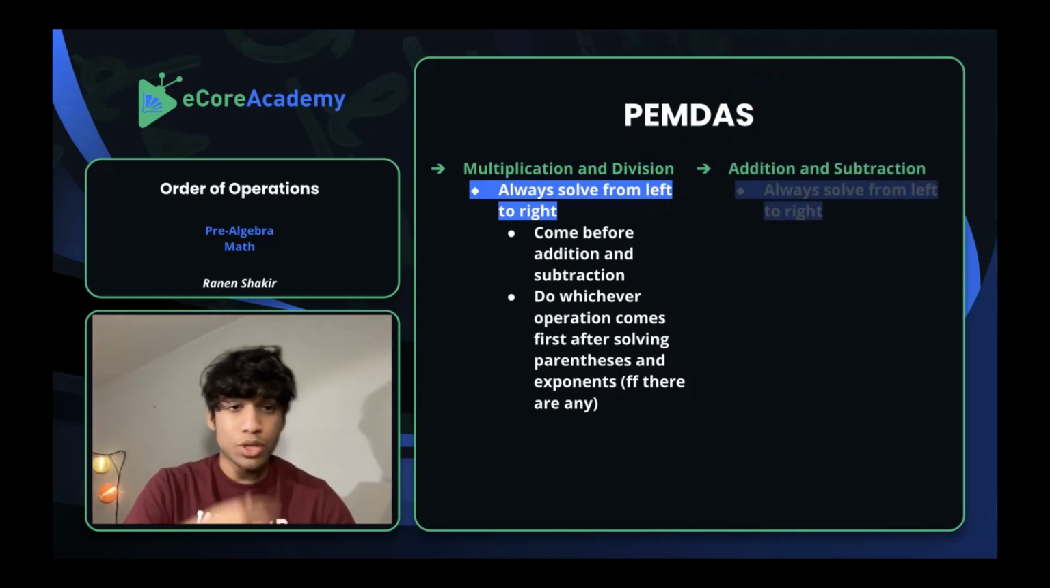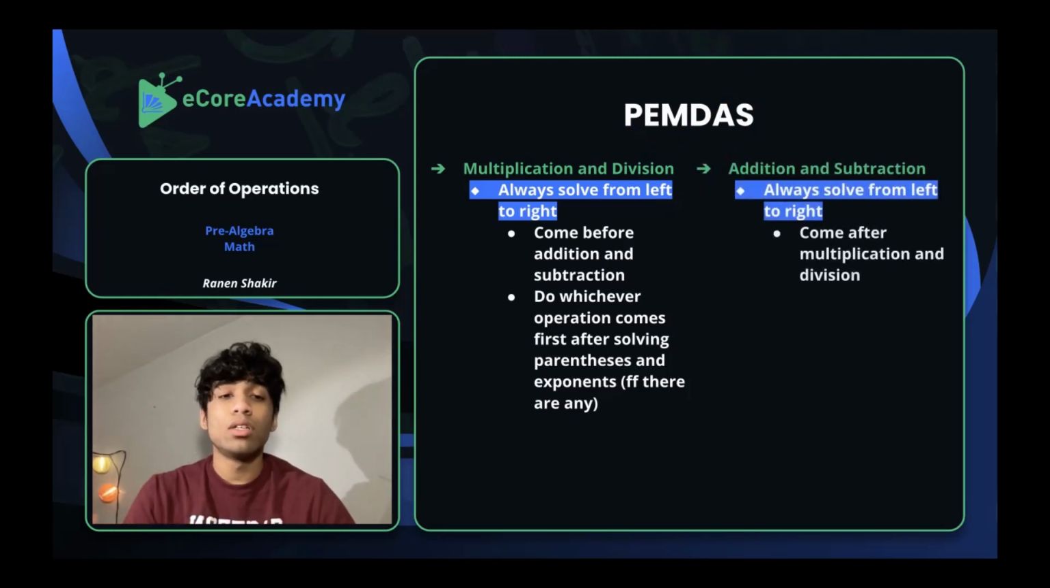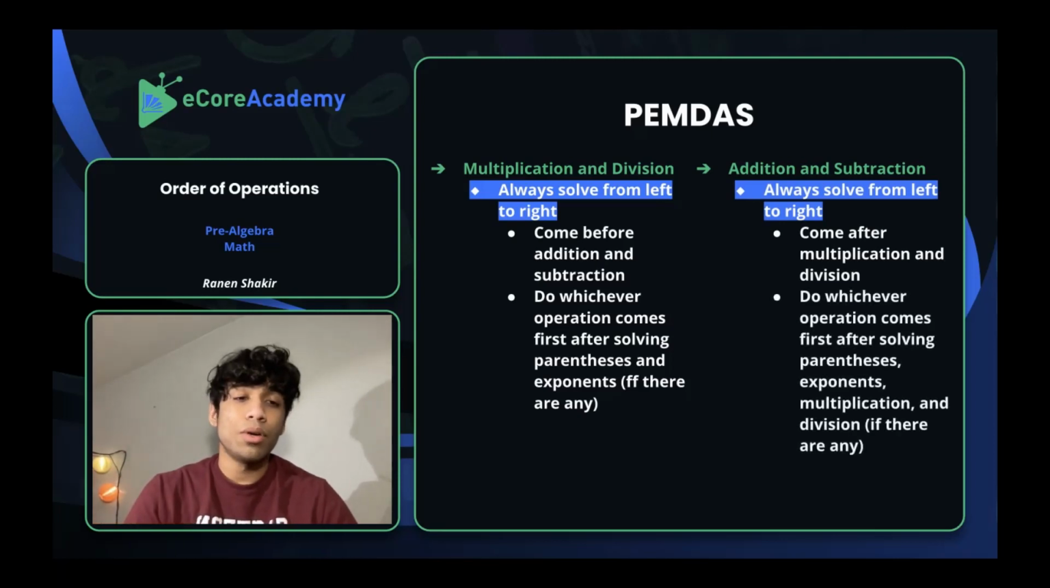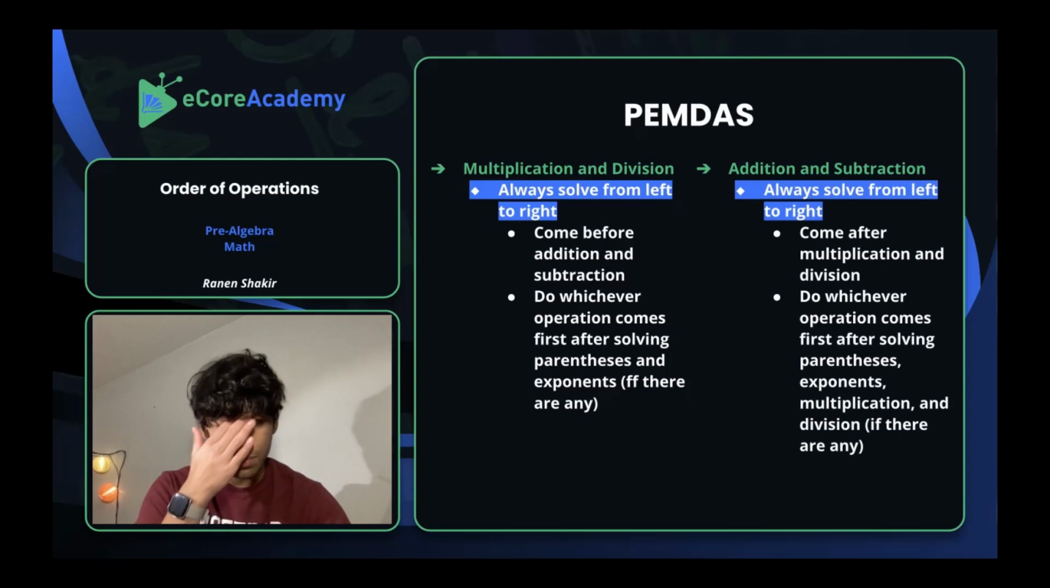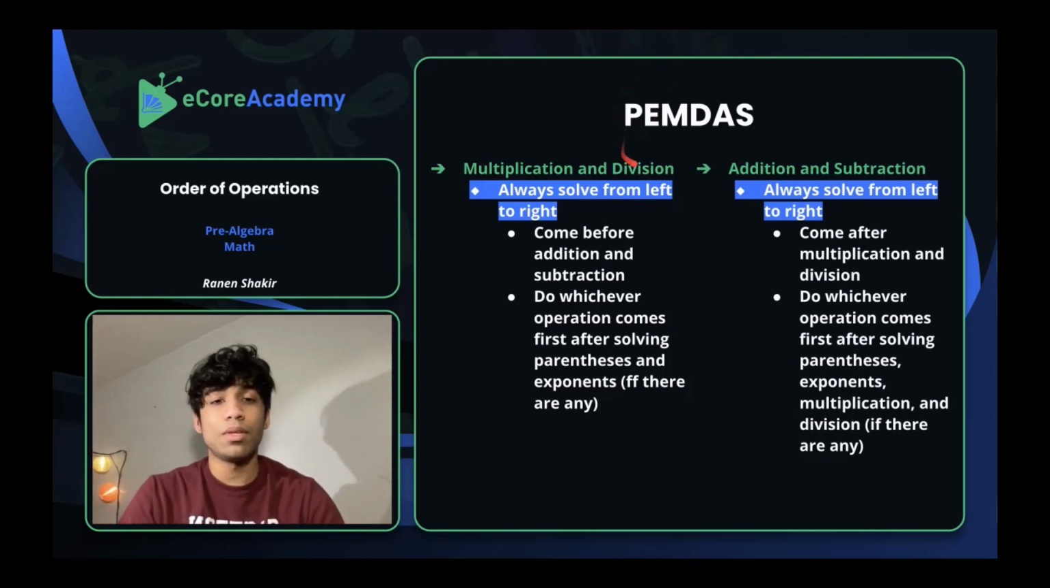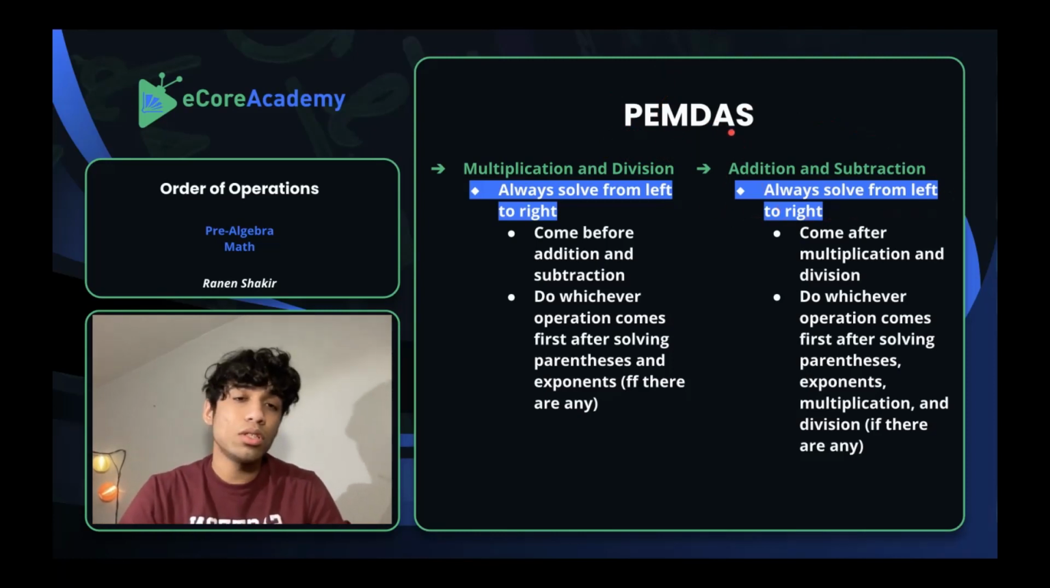Same thing with addition and subtraction. You always solve left to right, coming after multiplication and division, and do whichever operation comes first after solving parentheses, exponents, multiplication, and division, if any are in the problem, of course. What this means is you must solve your parentheses, exponents, multiplication, and division first, if there are any. Then you solve your addition and subtraction, and you don't always have to do addition before subtraction. These can be switched around.